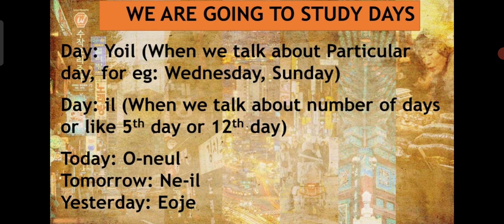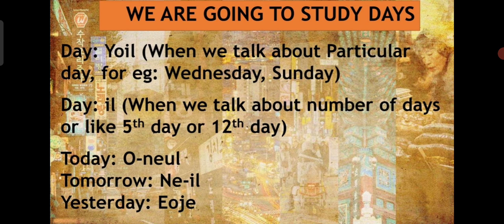So first of all, day. Day is yoil. Yoil in Korean. When we talk about a particular day, for example, Wednesday, Sunday, Monday, Tuesday, in that case, day is yoil. For example, in India, we have 7 days: Somvar, Mangalvar, Budvar. So, var is yoil. Like that, day is yoil when we talk about a particular day, and day is also ill.